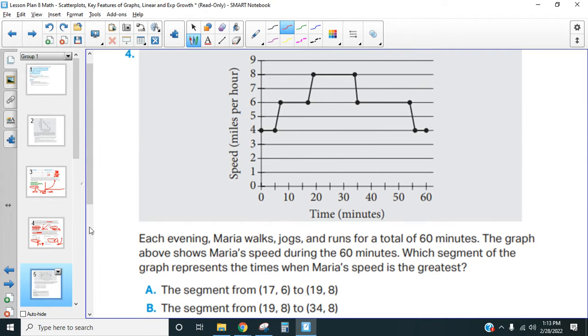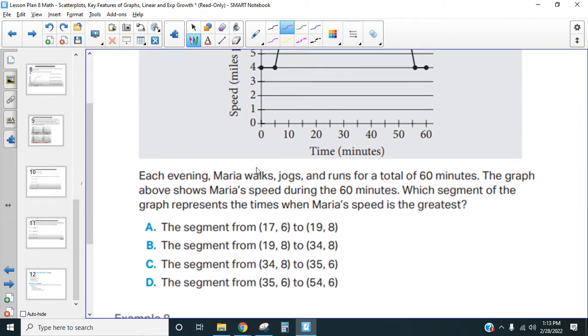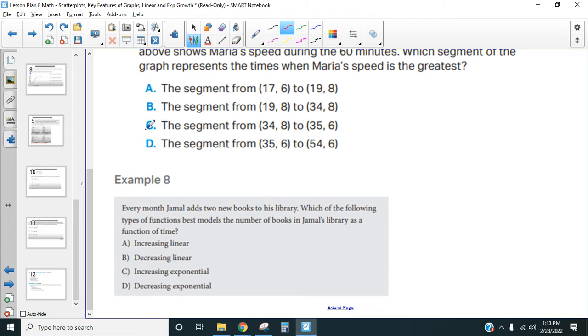All right, real quick, go to the next page. We're going to skip 4. Go on down to, there's actually a question. Take a look up here. It says example 8. It's right underneath question 4. It's like hidden in there, okay? Let's try example 8 real quick. Let's work on it together.